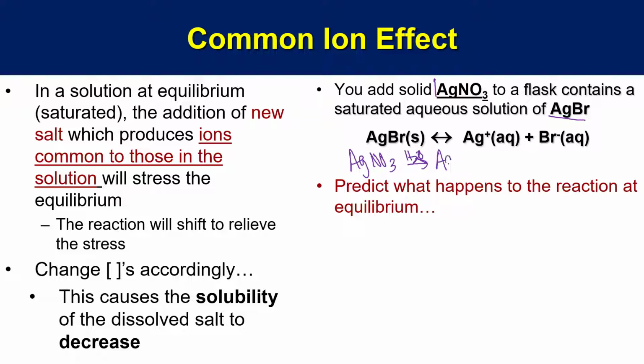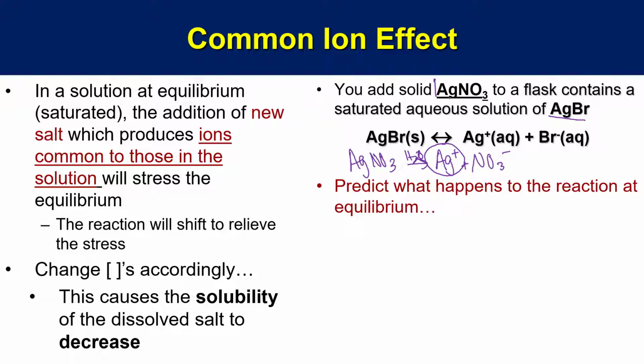Well, we would get a silver ion and we would get a nitrate ion. What is the ion that is common to this reaction? Well, it happens to be the silver ion. So that's just like saying before you're going to add silver ion to the reaction at equilibrium, right? You know you always shift away from what's added.